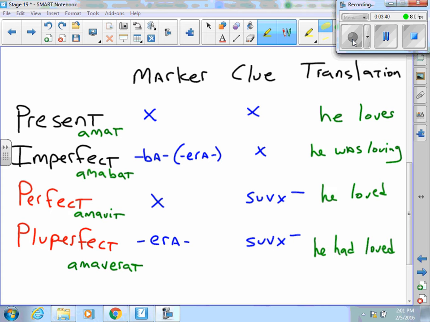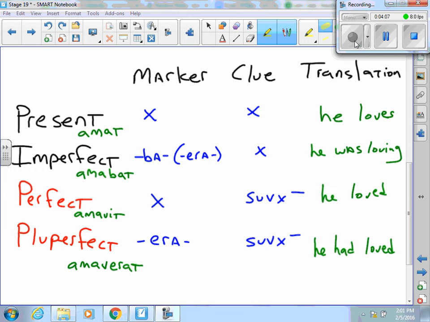He had loved. Make sure that if I give you any verb, you can translate it and tell me what tense it belongs to. If you just remember this: no marker, no clue, present. Marker, no clue is imperfect. No marker and a clue is perfect. Both is pluperfect. So just using the information in blue can really help you determine what tense it is. Now there's only a couple on the test that ask you what tense a verb is, but it's still worth looking at.